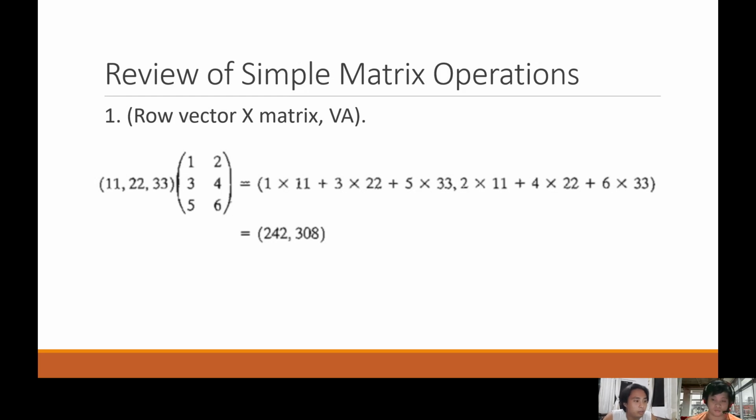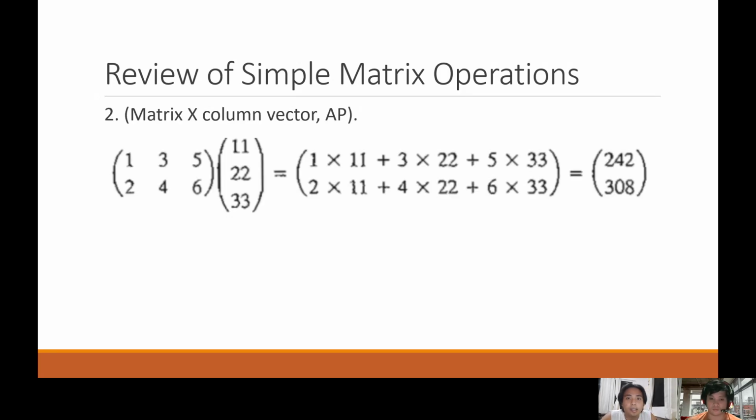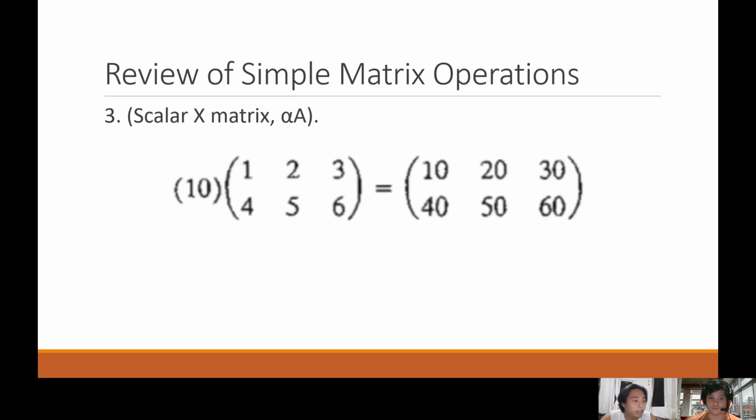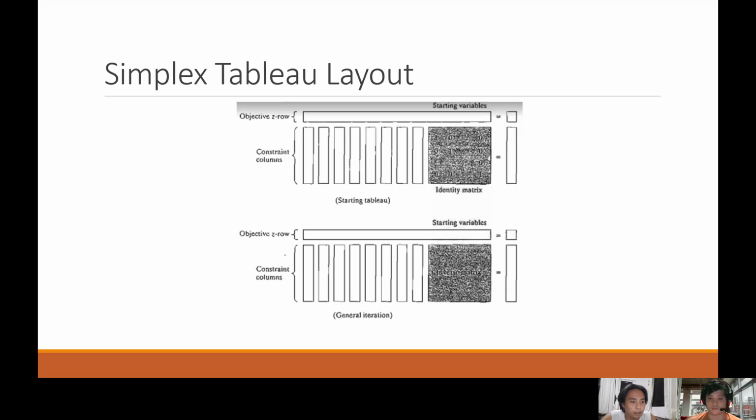So this is the review of simple matrix operations. First, we have the row vector times matrix. Second is the matrix times column vector. And third is the scalar times matrix.